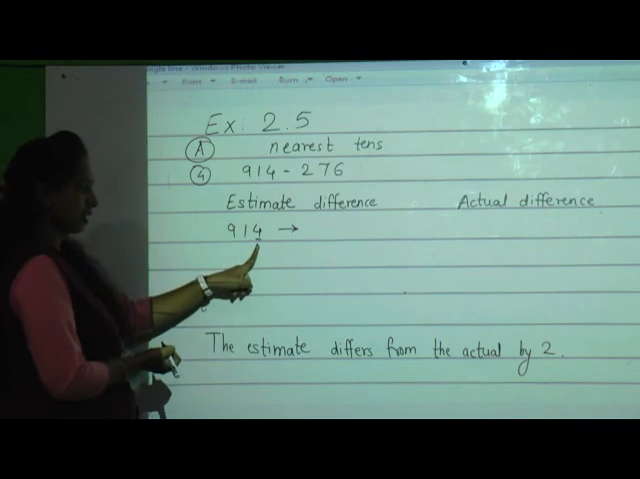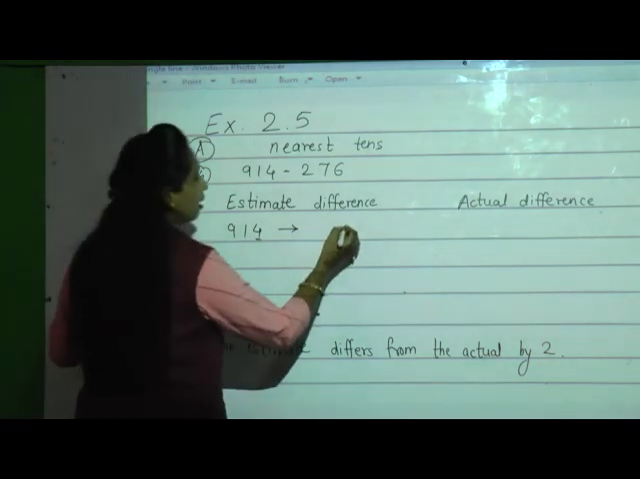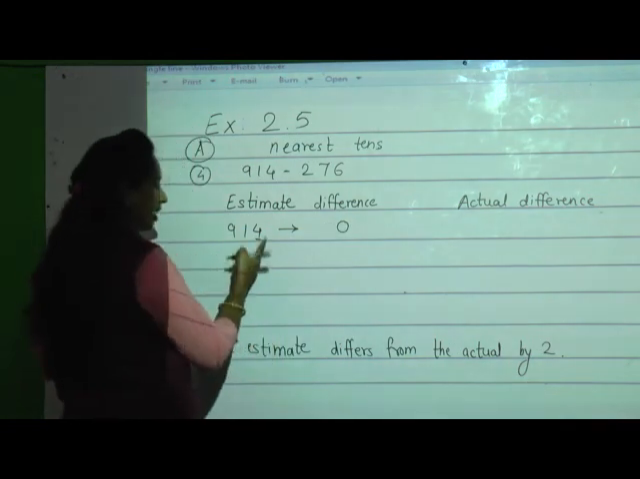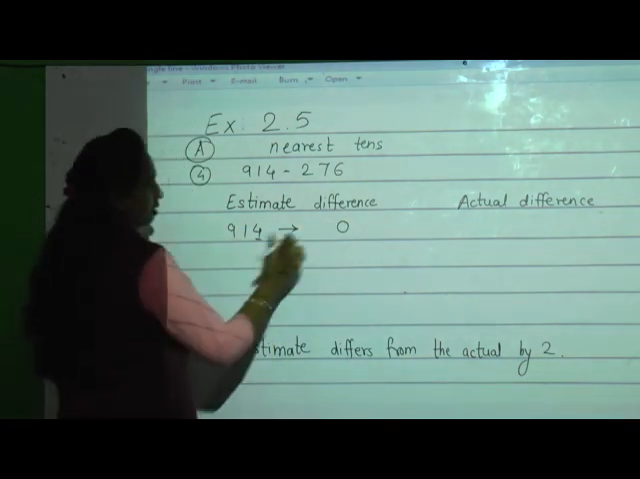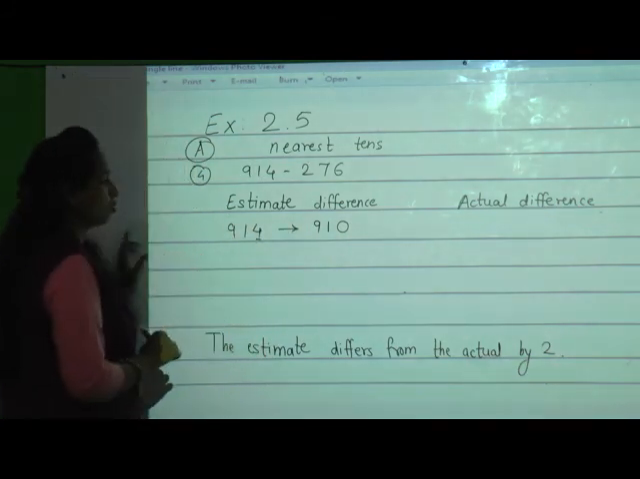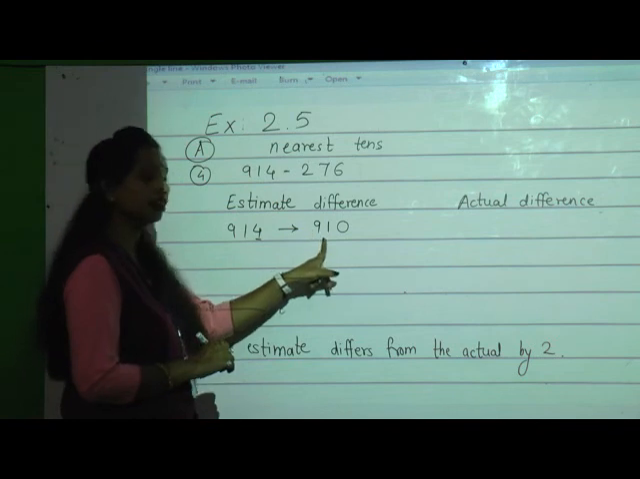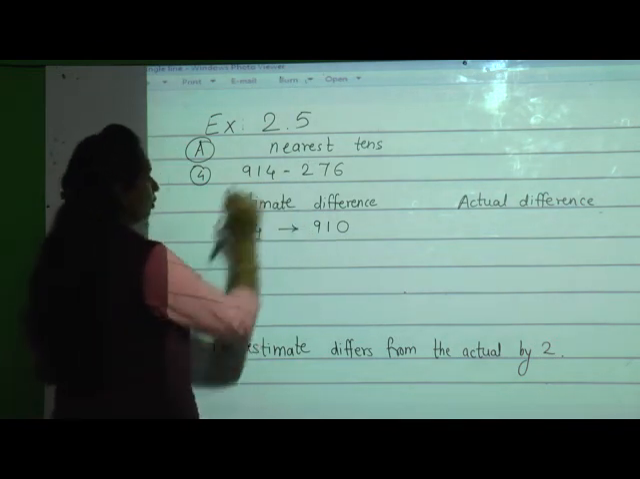What is there on ones place? 4 is there. If it is 4 or less than 4, place the 0 on ones place without changing the tens place. So as it is. Got it? So 914 can be rounded off to 910. Now what about the next number?